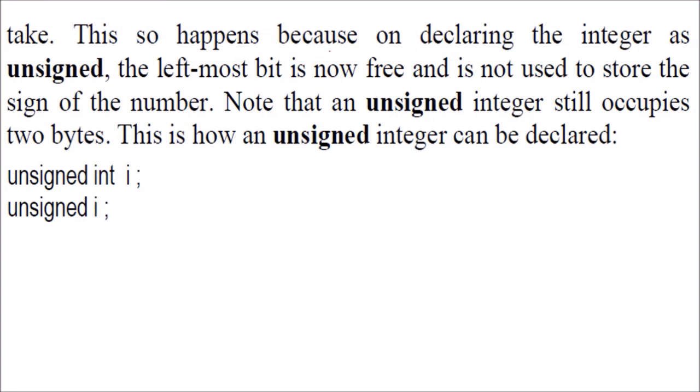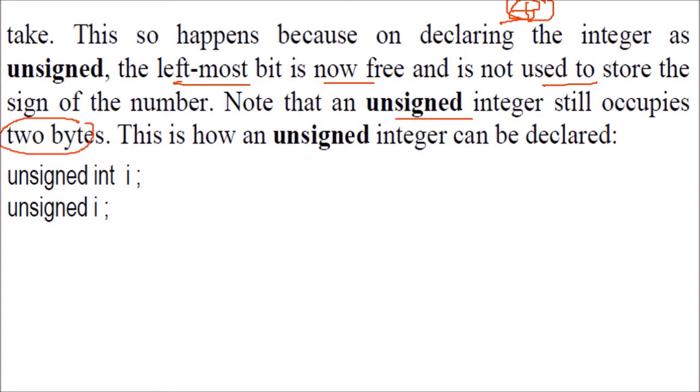Now when we declare the integer as unsigned, you are freeing the leftmost bit. We know that the leftmost bit is what? It is the sign bit. It gives you the sign, but unsigned means the number is always positive. So you are freeing up that bit. You don't want one bit to be wasted for the sign. Now the leftmost bit is free, and it can be used to store the value of the number. Note that this unsigned integer will still occupy 2 bytes only. Only the positive range has increased.